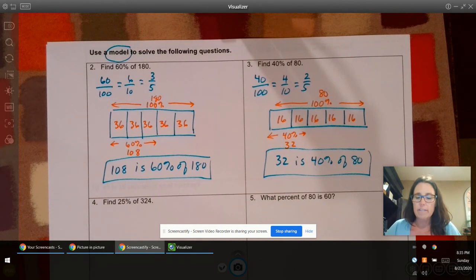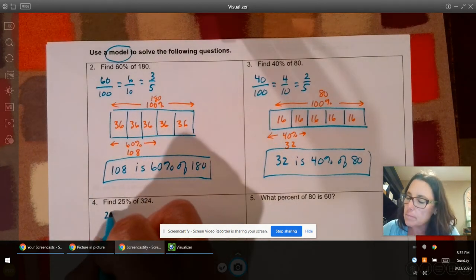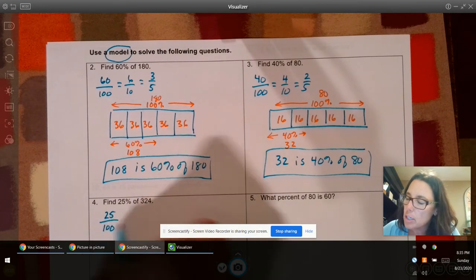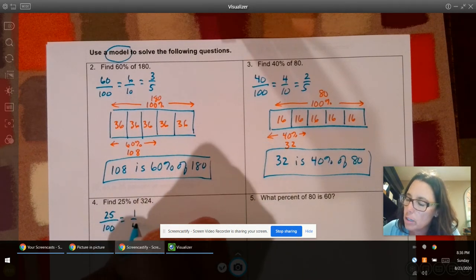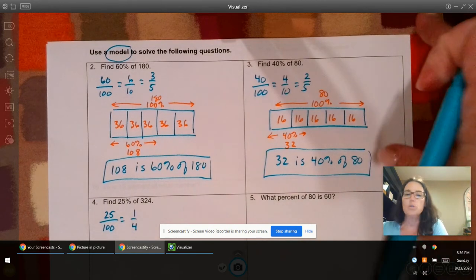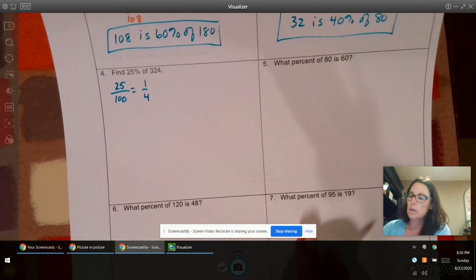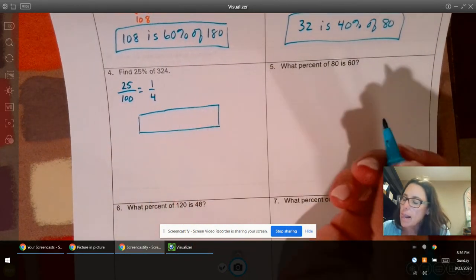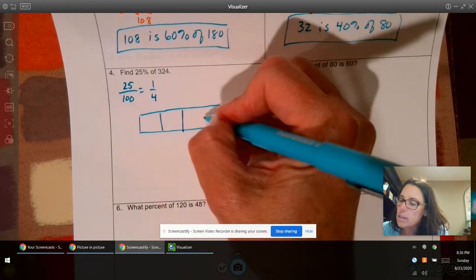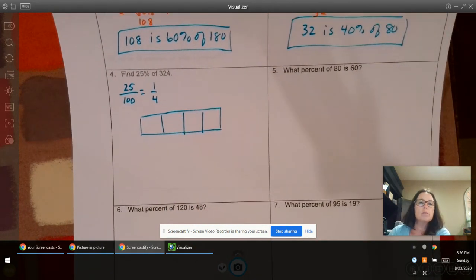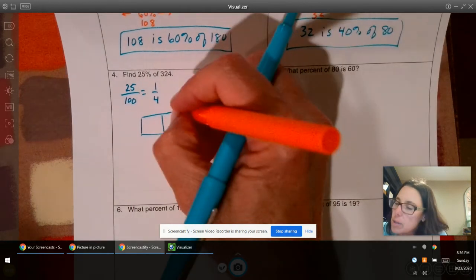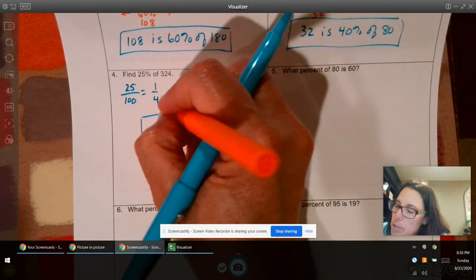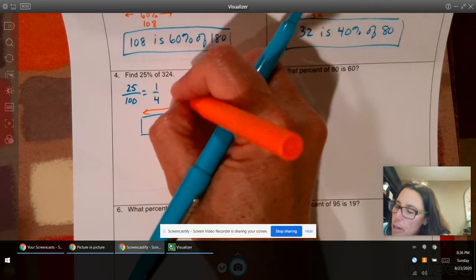All right, 25%. Anytime you're given a percent, you start with it over 100. Let me scooch that up. Okay, so we've got a bar, and we've got 4 parts. Okay, so it says find 25% of 324. So this entire thing is 100% and 324.